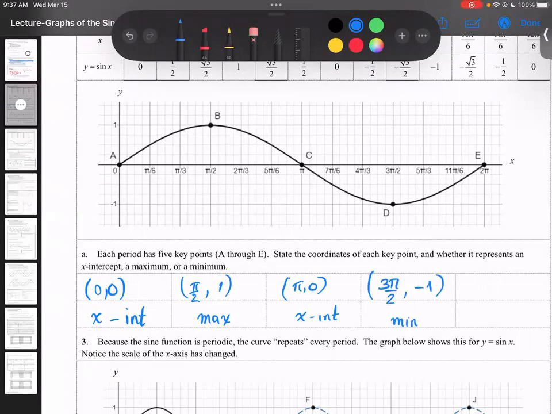So do you see the pattern? Do you see the pattern? It goes from 0 to positive, and then to 0 again, and then to negative, and goes back up to 0. It can help you when you graph the sine or cosine function.